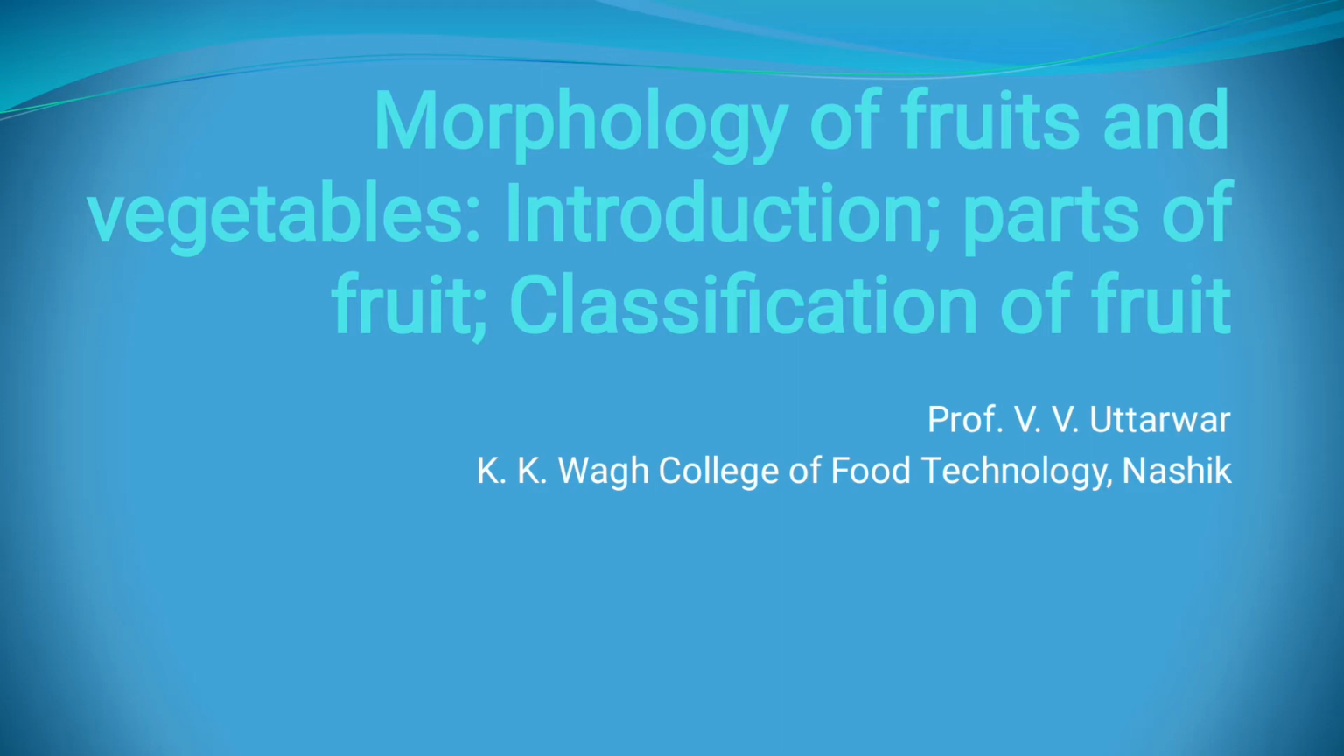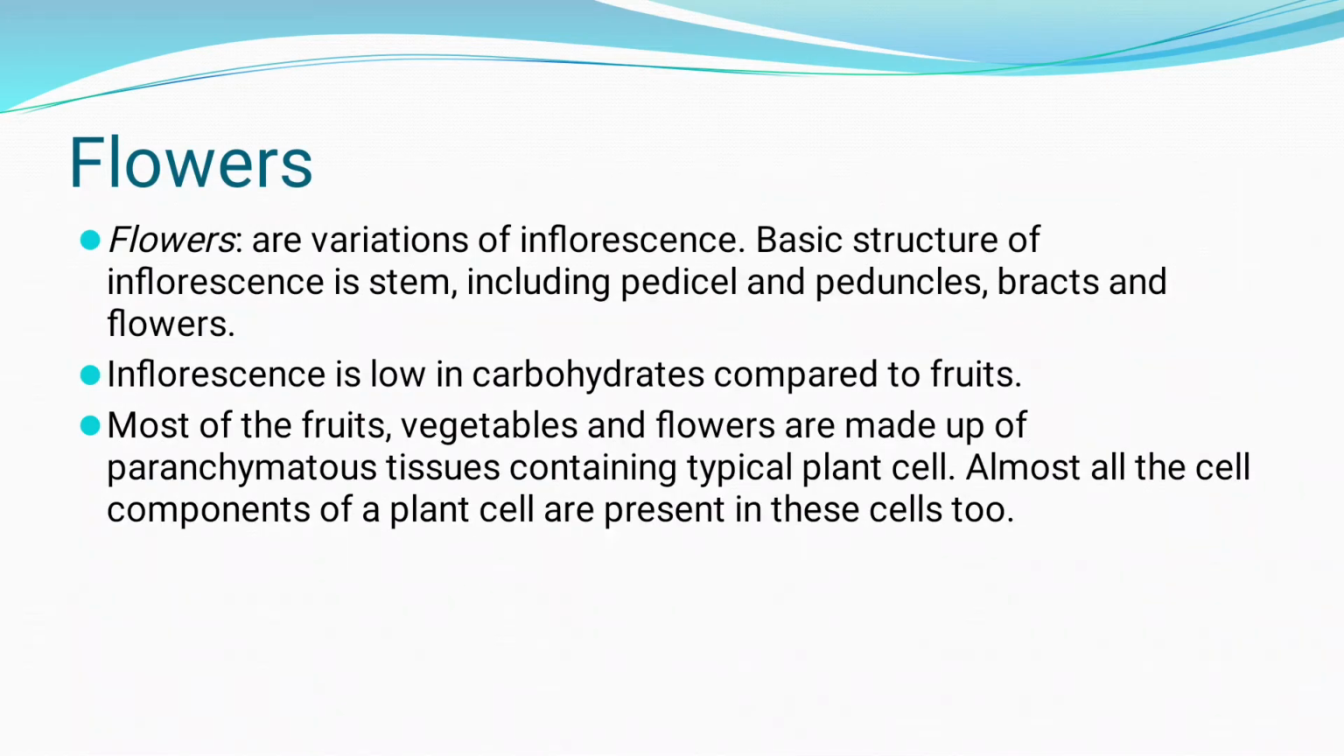So for today we'll go for the morphology of fruits and vegetables. Basically, fruits are developed from flowers. So what is meant by flower? Flowers are variations of inflorescence. The basic structure of inflorescence is stem including pedicel, peduncle, bracts and flowers. The inflorescences of most fruits and vegetables are made up of parenchymatous tissues containing typical plant cells. So all the cell components of the plant cell are present in these cells too.